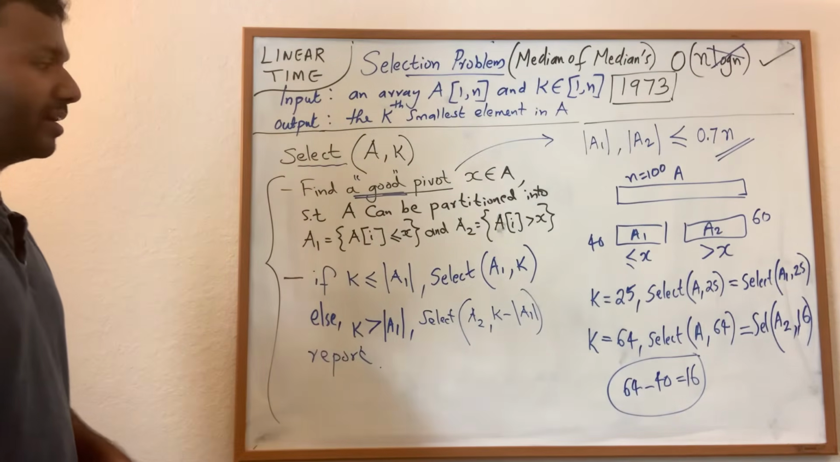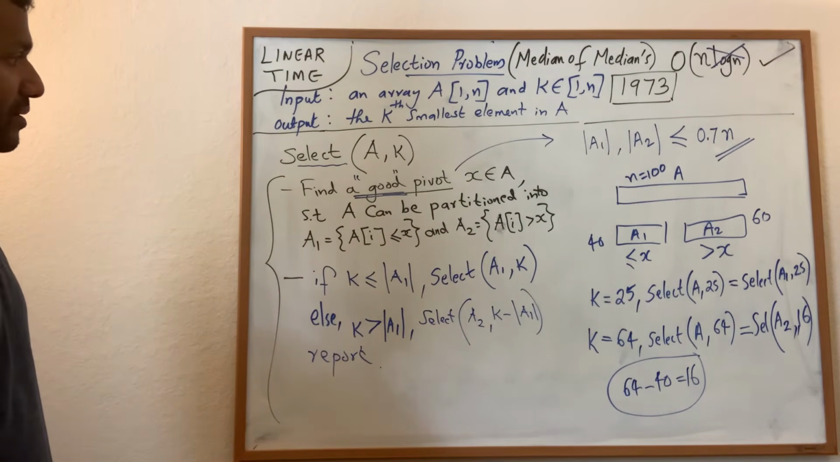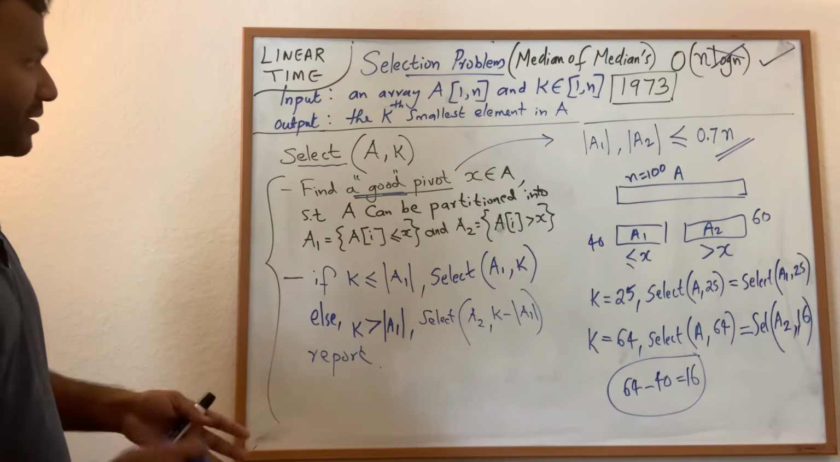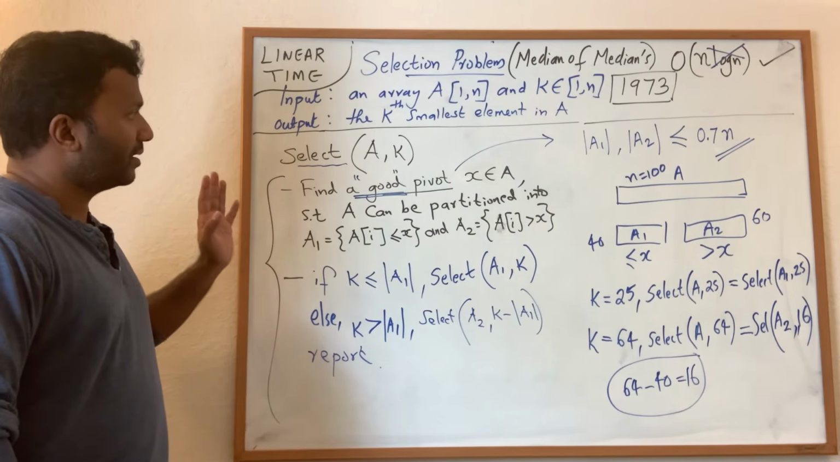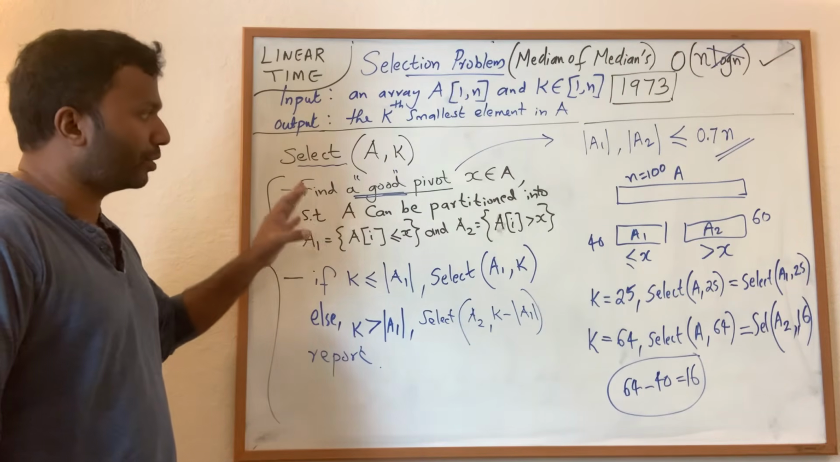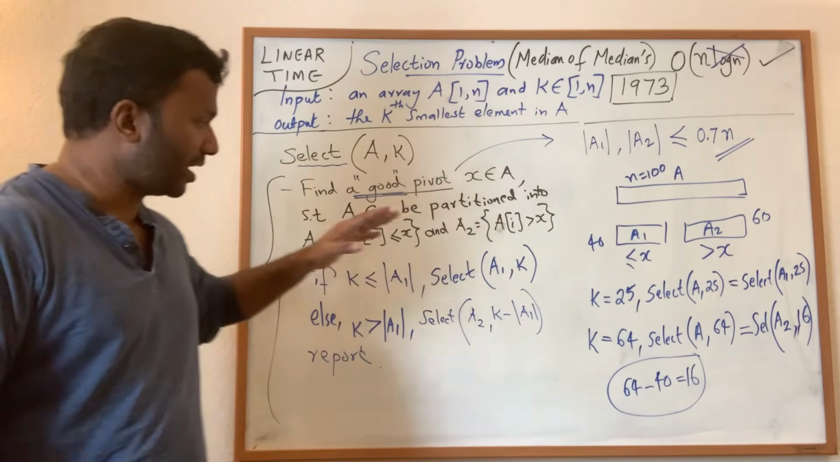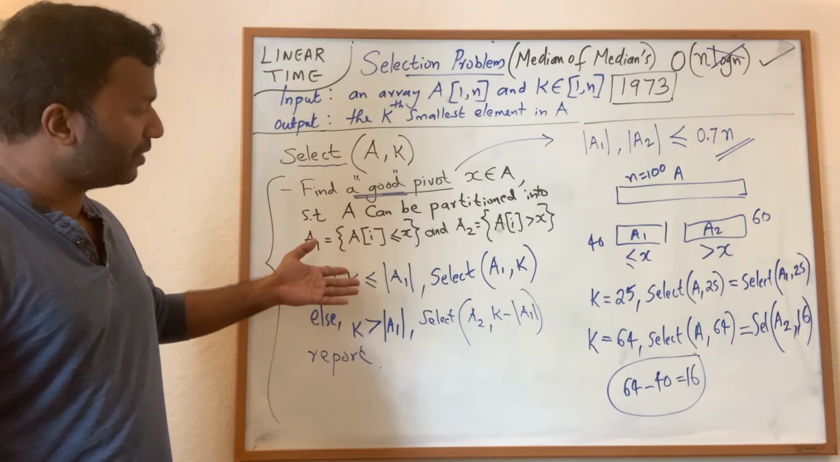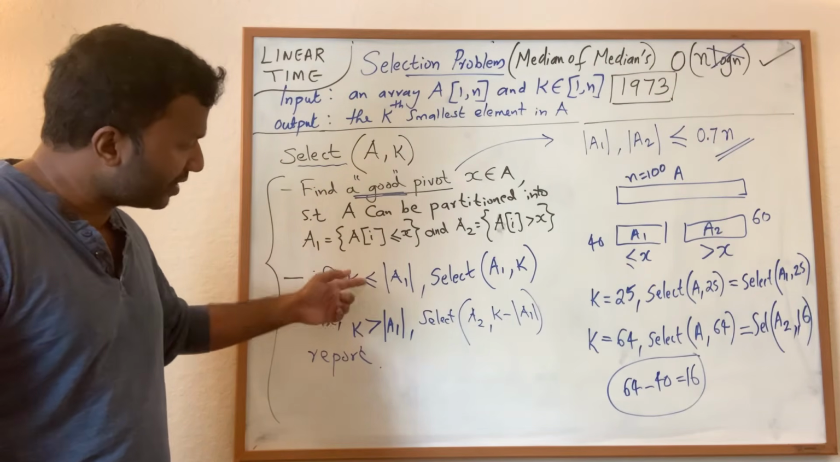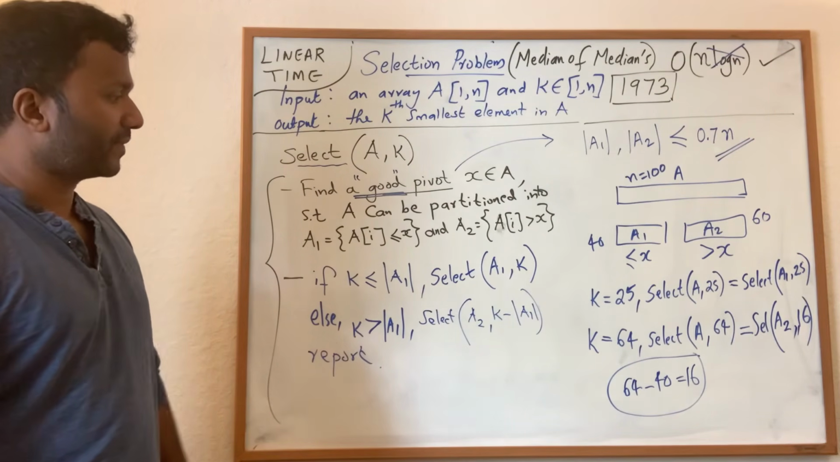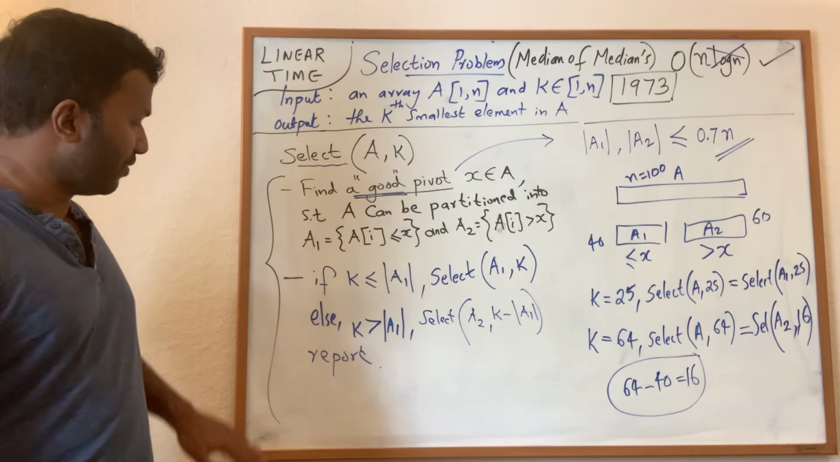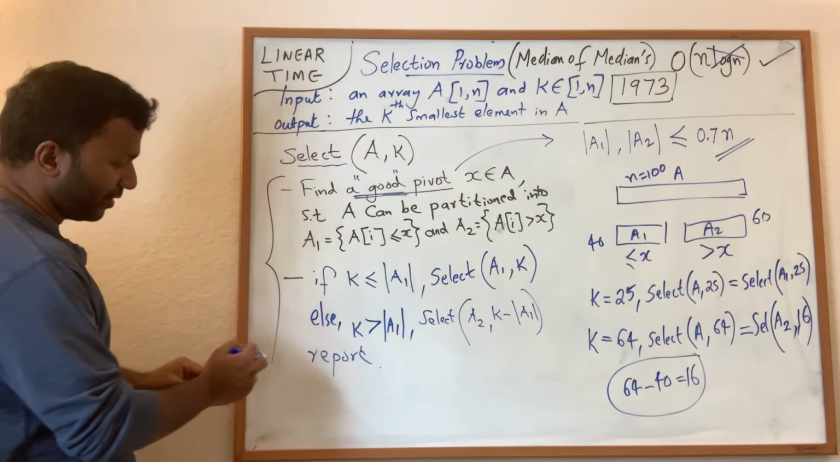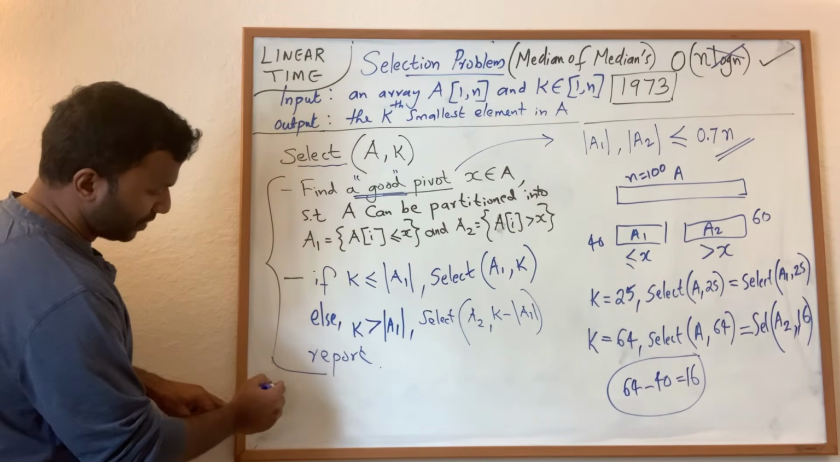So that is a quick overview of the pseudocode or the algorithm. I hope the algorithm is pretty clear, just that some details are missing. First step is find a good pivot with this condition, and once I get this, I am partitioning this array into A1 and A2, and based on the value of k, I continue in only one of these arrays. Good. So now let's see what is going to be the time complexity of this algorithm.